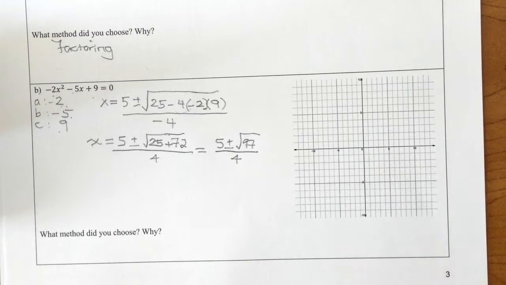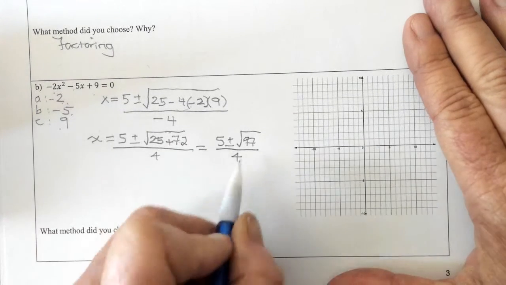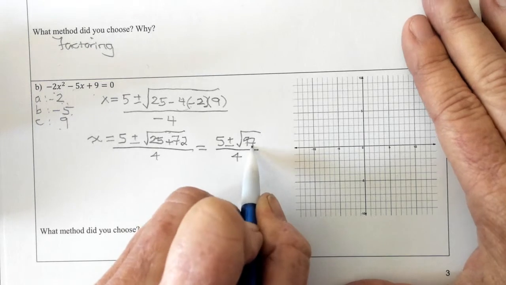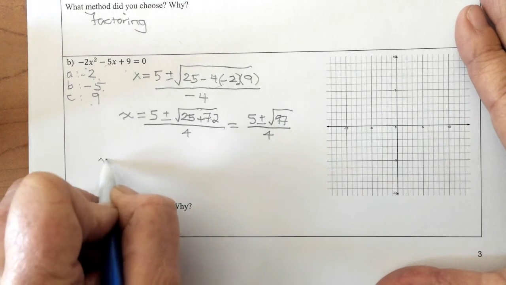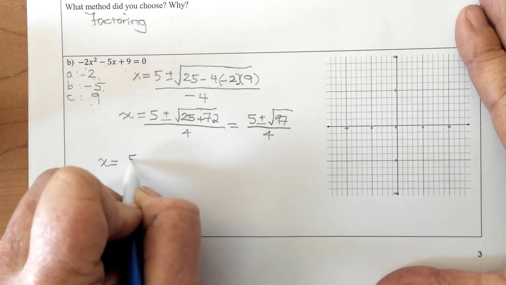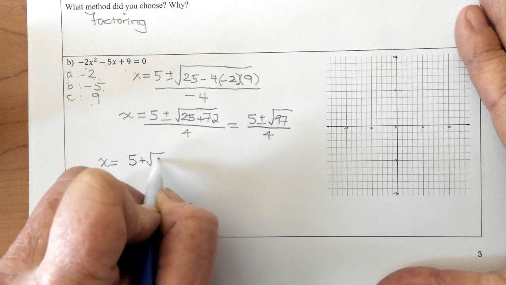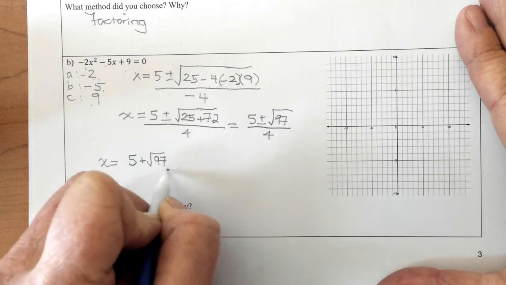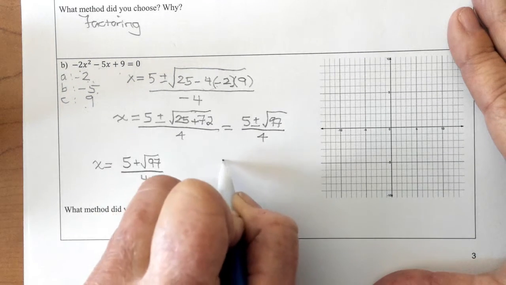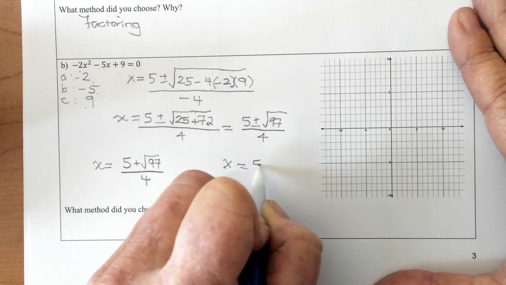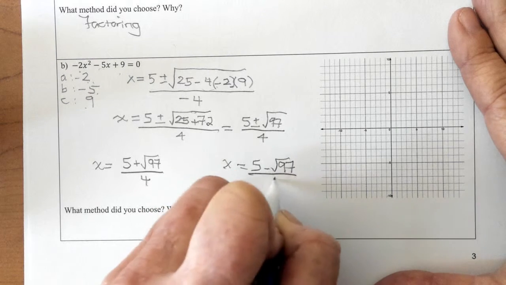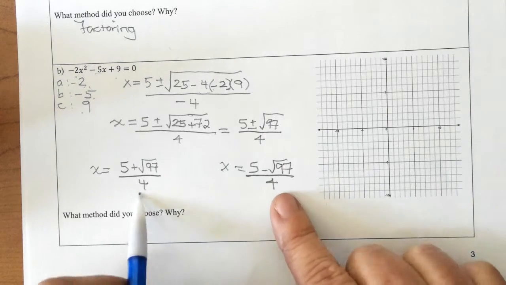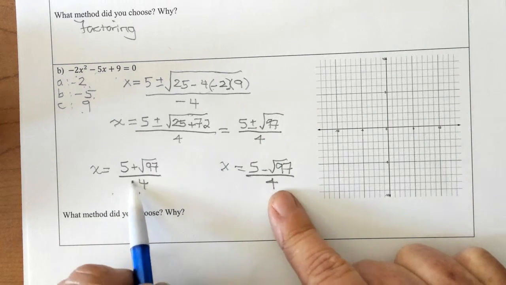So now I'm just going to pull out my calculator. I know that I don't have a perfect square of 97, so I'm going to go ahead and immediately set up two equations. So I'm going to go, x is equal to 5 plus the square root of 97 all over 4. And x is equal to 5 minus the square root of 97 all over 4. And to be honest with you, that is actually the exact solutions.